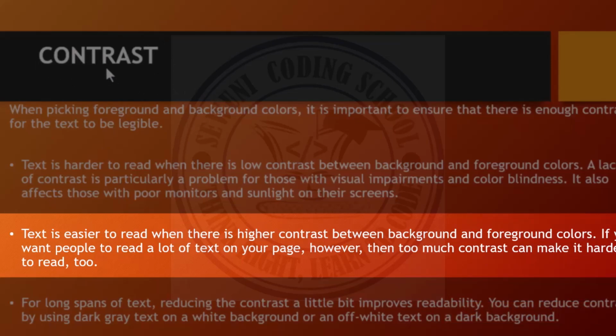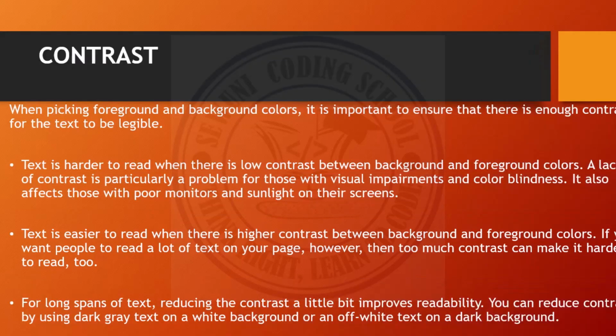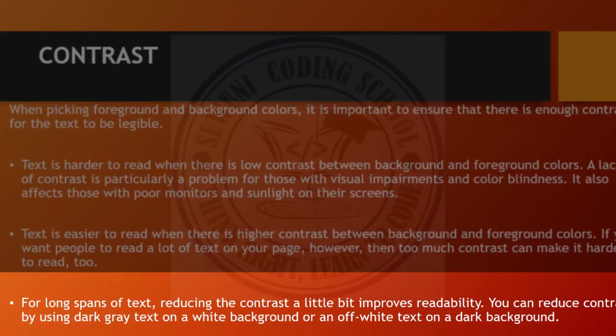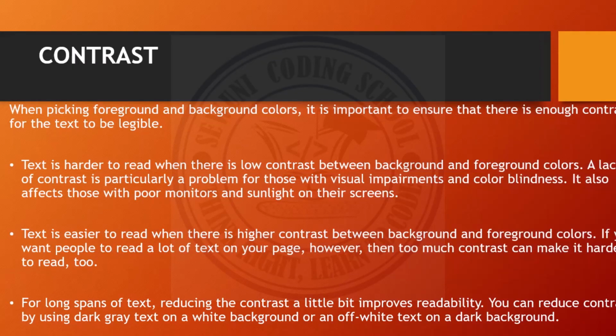So putting black as a background and white on the black makes it easier to read. For a very lengthy amount of text, reducing the contrast a little bit improves readability. You can also reduce contrast by using dark gray text on a white background, something similar to what I have used. So either dark gray or very black and then white color on top.